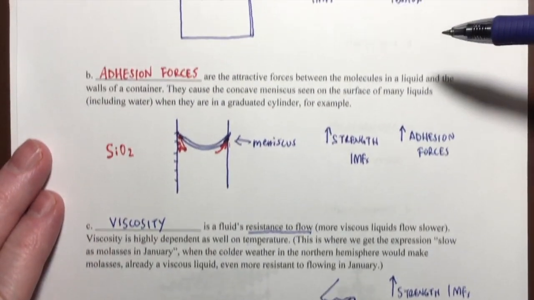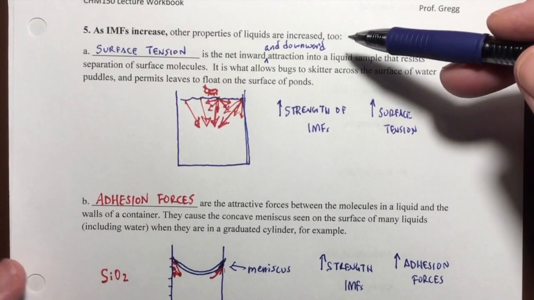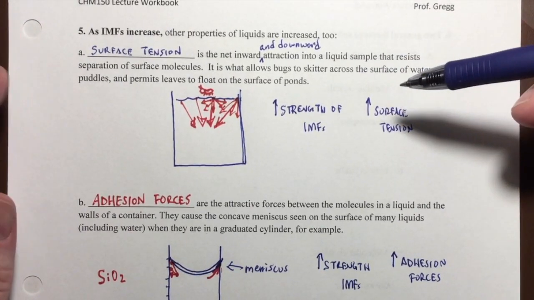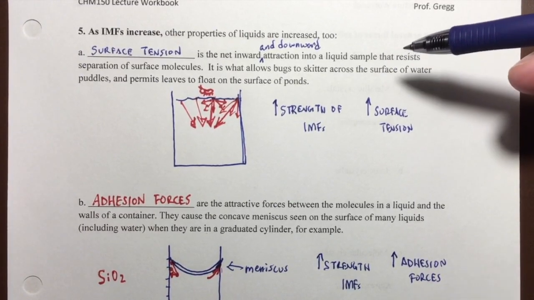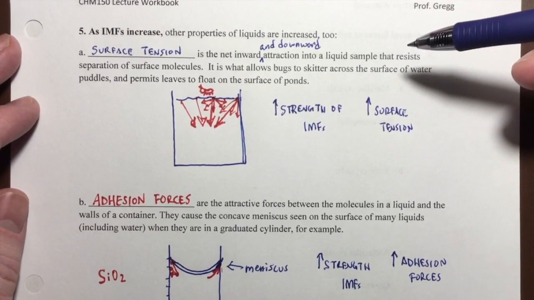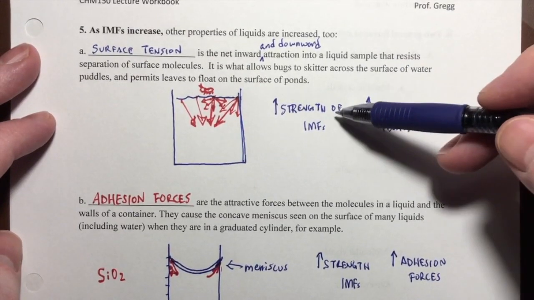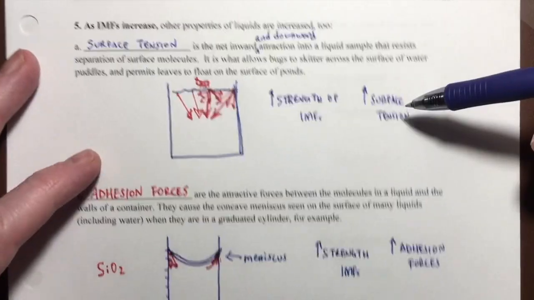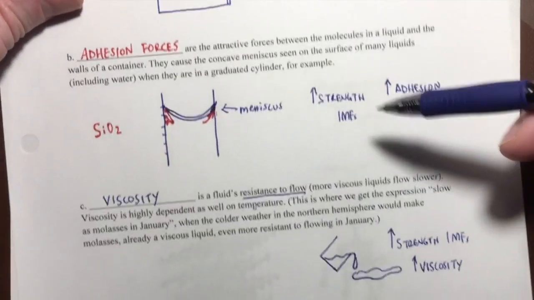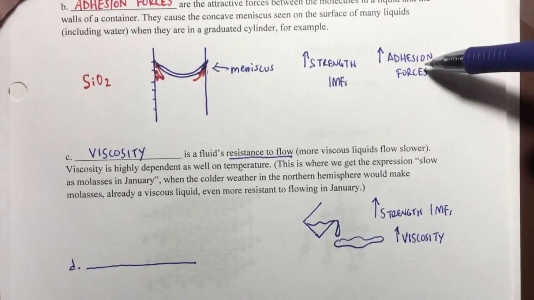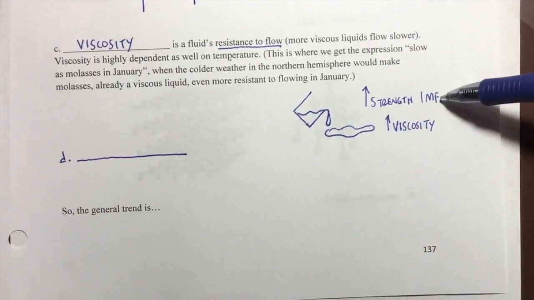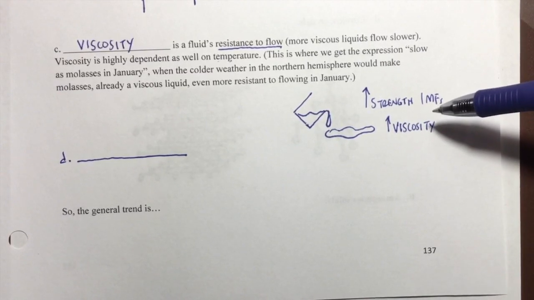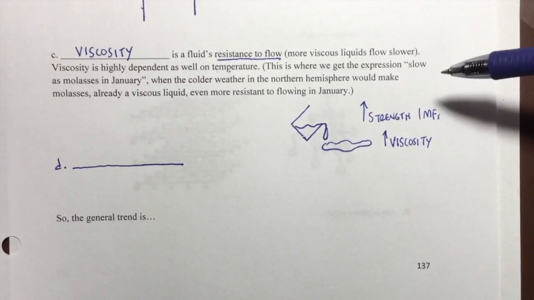Okay, notice so far that for all of these properties of substances, they are directly related to the strength of the IMF. For melting point and boiling point, the stronger the IMF, the higher the melting point or the boiling point. For the surface tension, the stronger the IMF, the greater the surface tension. For adhesion forces, the stronger the IMFs, the greater the adhesion forces. For viscosity, the stronger the IMFs, the greater the viscosity. So those are all direct relationships, right?